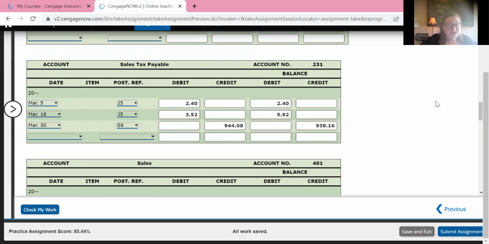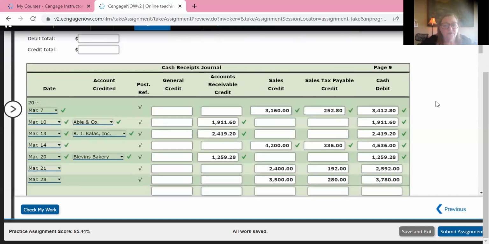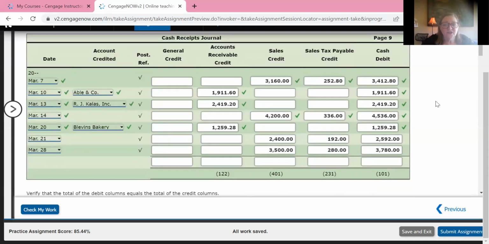Okay. All right. So now we've posted all of our general journaling. Now we posted all of our sales journal. We just have to post our collections and we'll be good. Cash receipts journal. So we're looking at these. We don't have anything in the general credit column for this time. That's exciting. So we're going to total up the other columns.